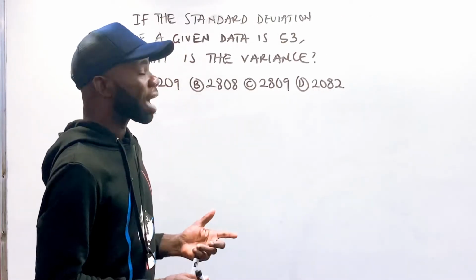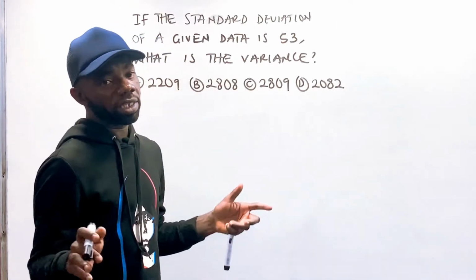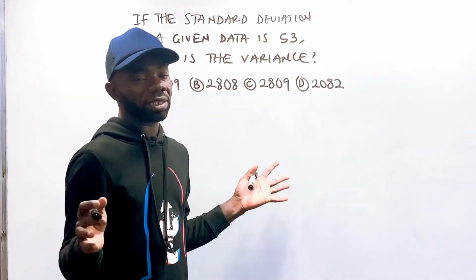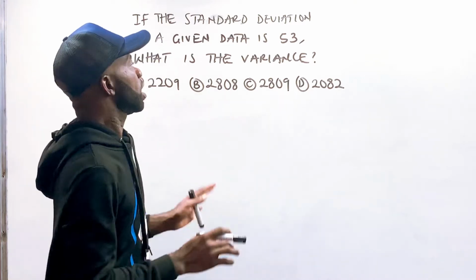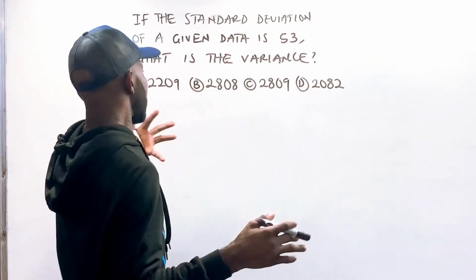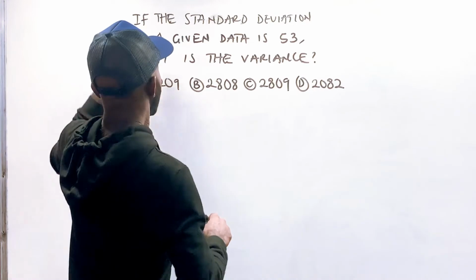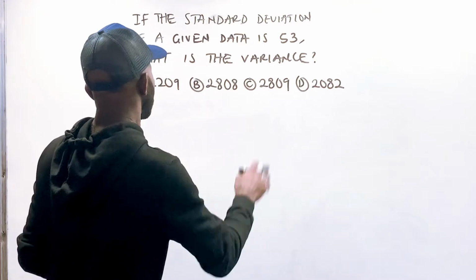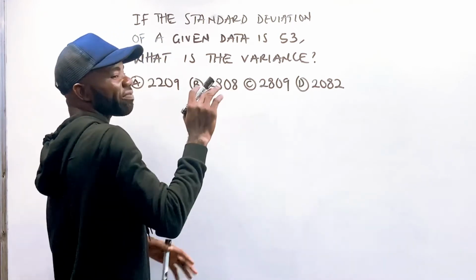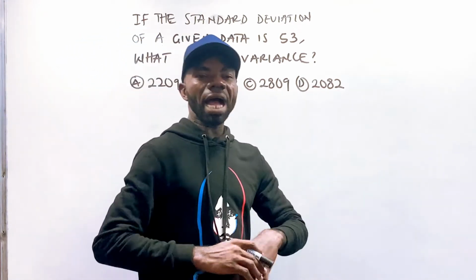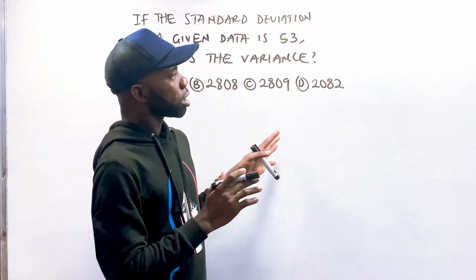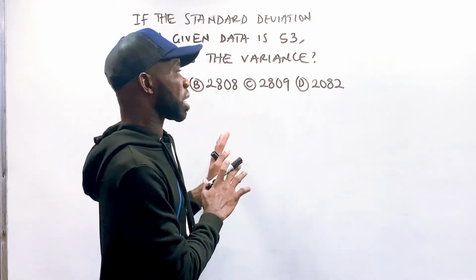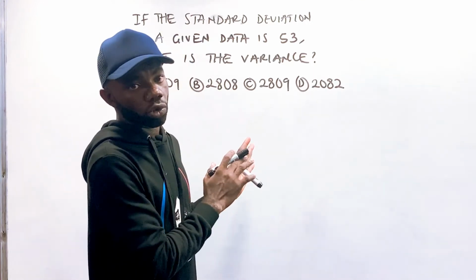The next question we have here is a question from the basic tools of economic analysis, what you popularly know as statistics in mathematics. And this question is talking about the standard deviation and variance relationship. The examiner says, if the standard deviation of a given data is 53, what is the variance? If you have watched our old videos on this same calculation, we have a similar question that we have presented the same shortcuts to.